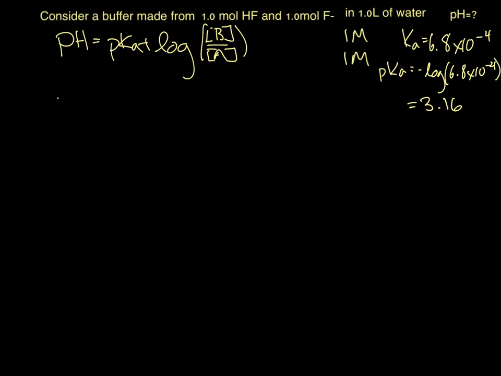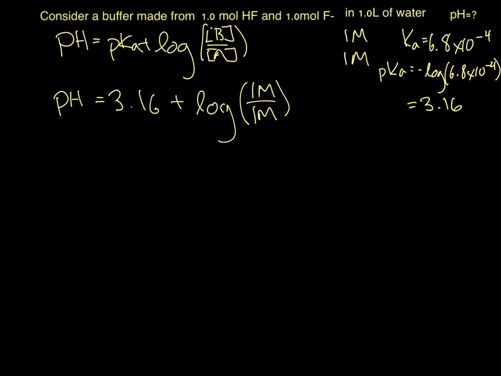Plugging in all the information that we have, the pH is equal to 3.16 plus log of the concentration of our base, which is 1 molar, over the concentration of our acid, which is also 1 molar. This term, log of 1, ends up being 0. So at these even concentrations, the pH of our solution is equal to the pKa, which is equal to 3.16.